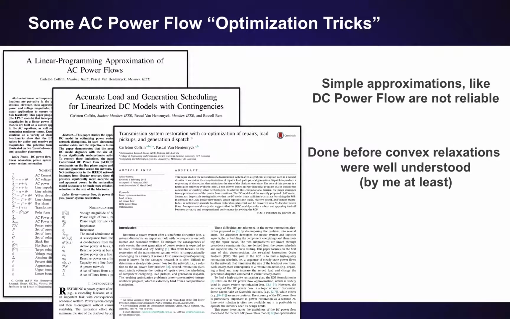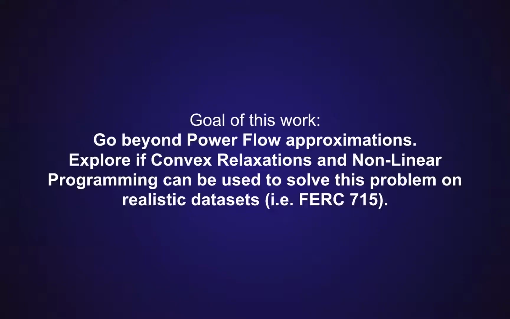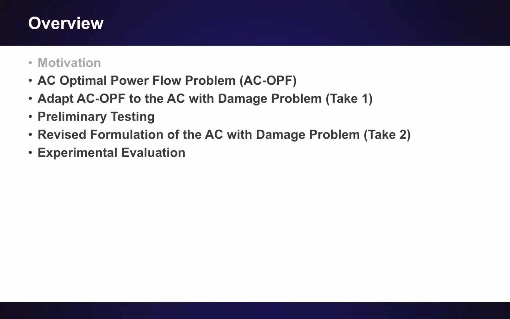But it's important to note that all this previous work was done before the advent of convex relaxations, and they weren't widely known. So my primary goal in this work was to go beyond power flow approximations, which I had done before, and explore if convex relaxations and nonlinear programming could be used to solve this AC minimal load shedding problem on realistic data sets, like the ones that come from FERC 715 filings.